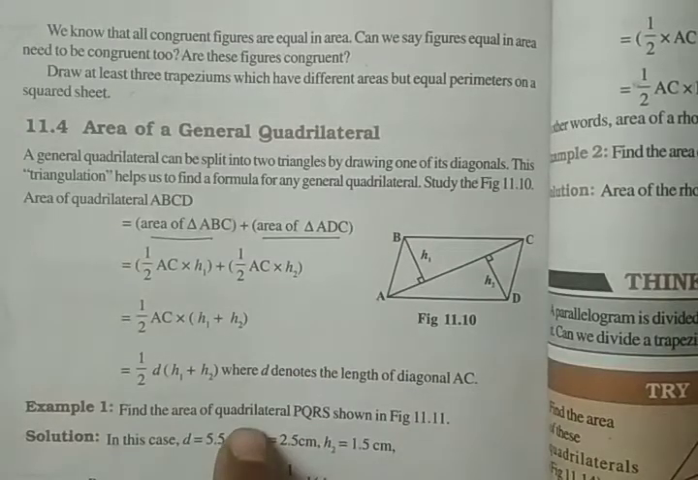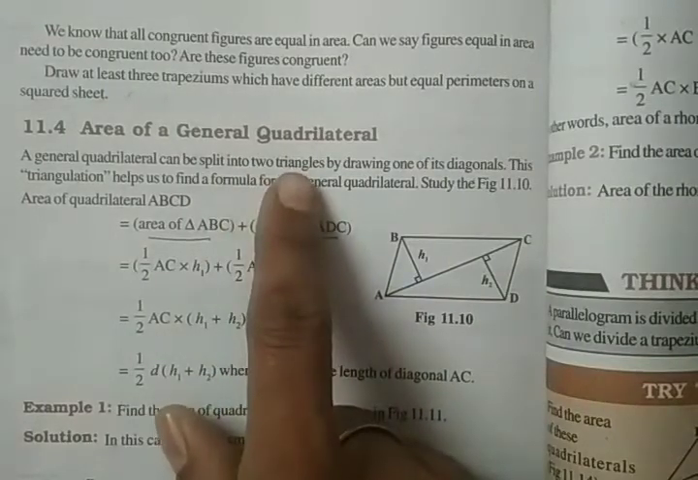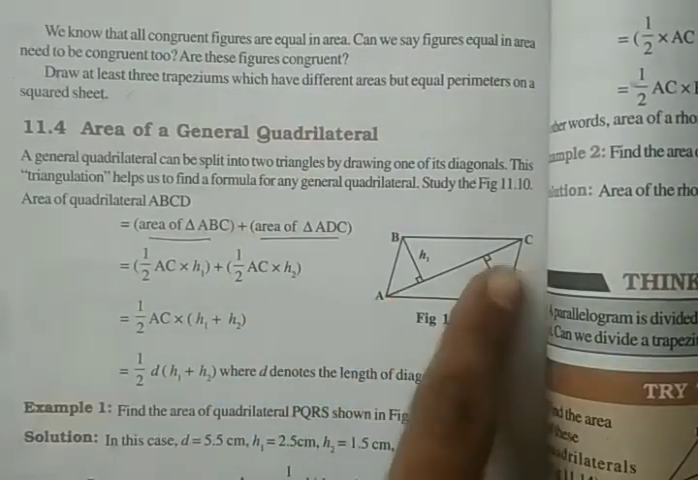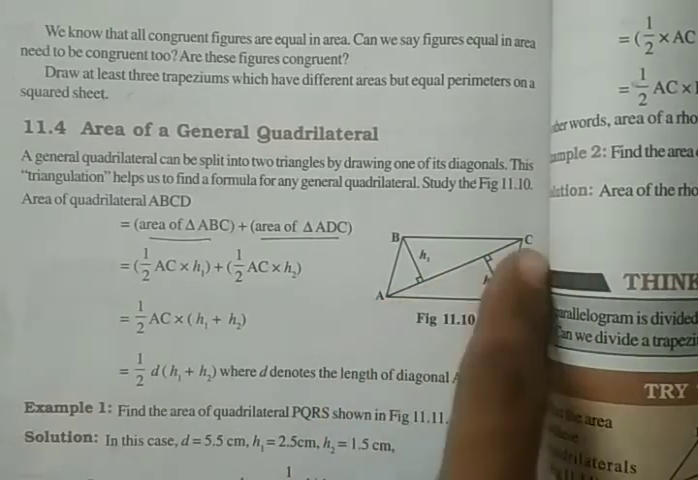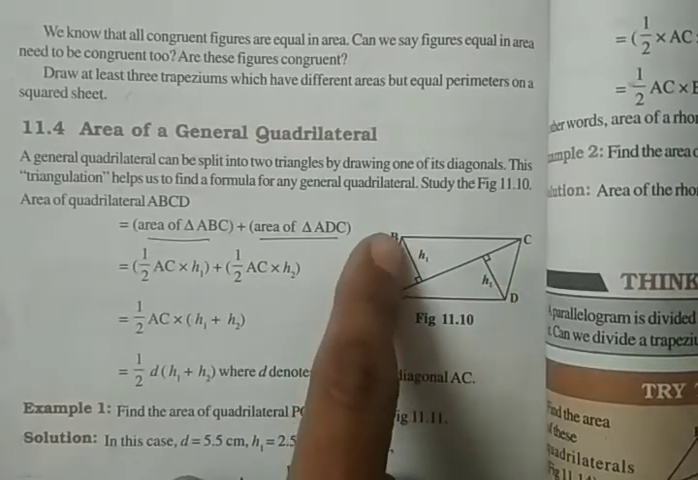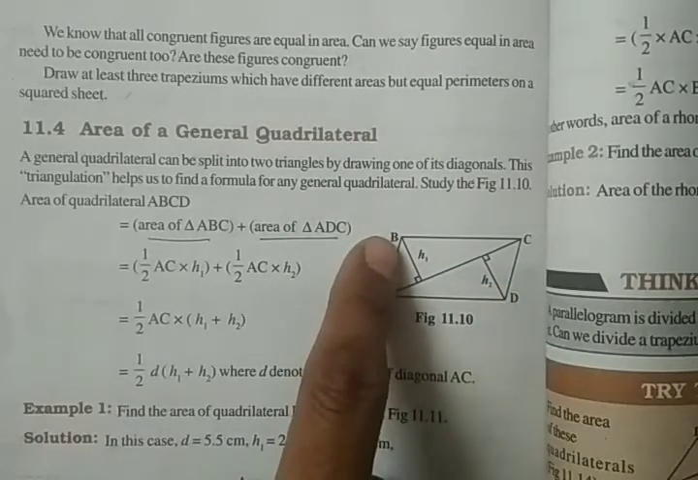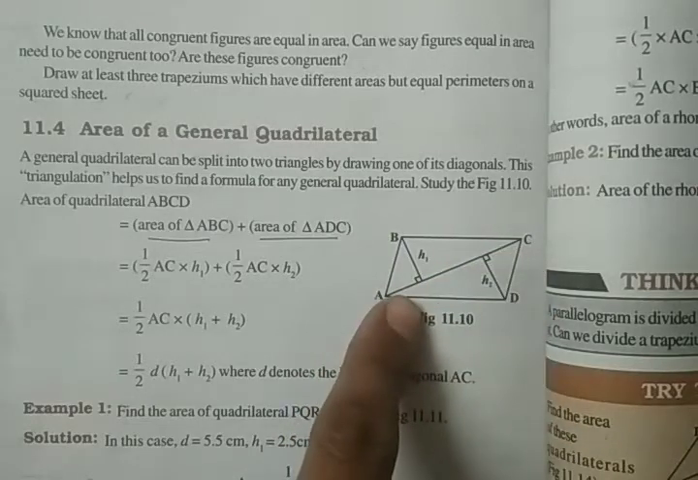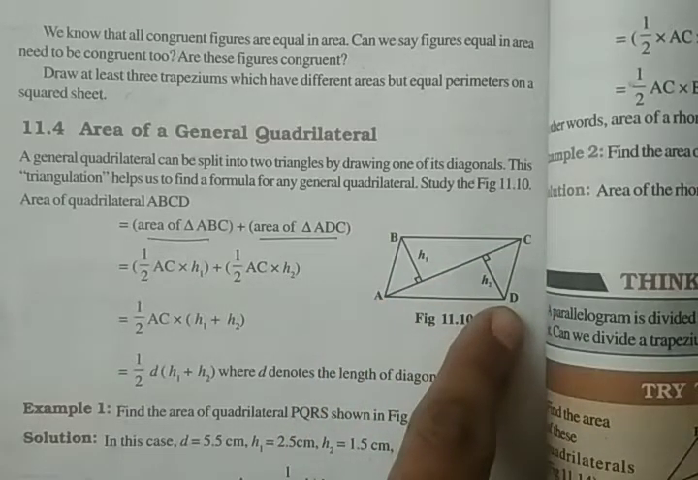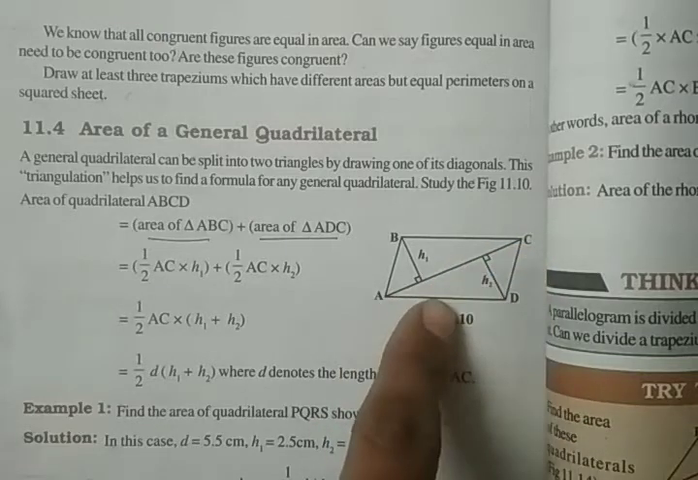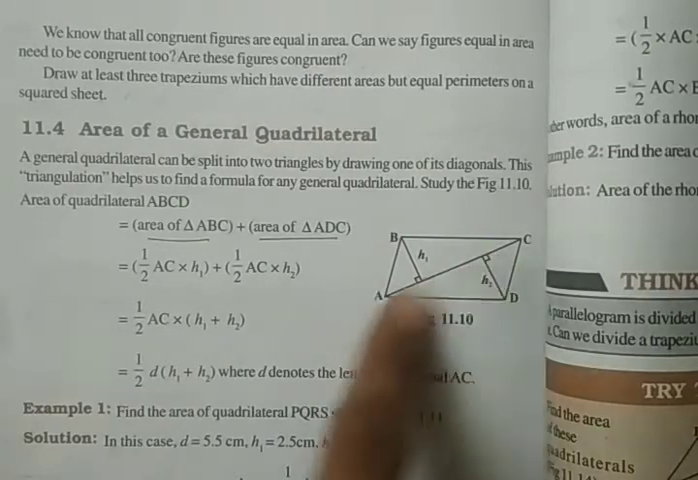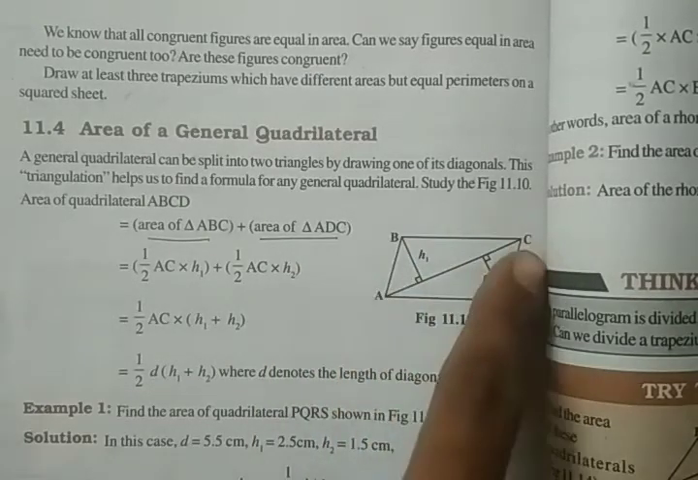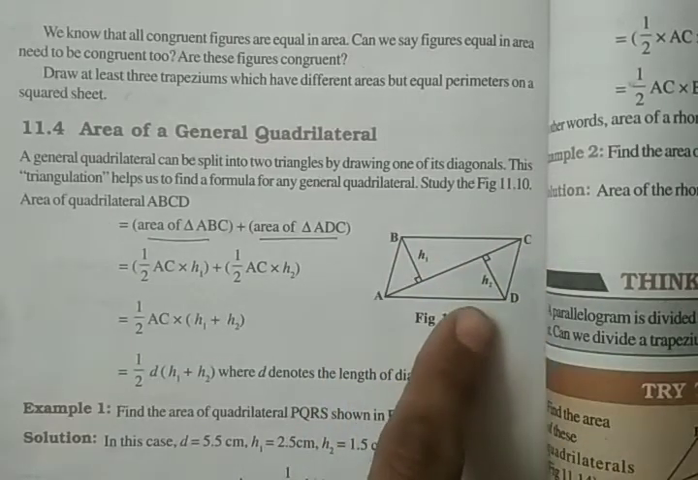Now let's see how to find the area of a general quadrilateral. This is a quadrilateral. You can find it by drawing a diagonal connecting points A and C, then drawing a perpendicular from B which will meet AC, and dropping a perpendicular from D meeting AC. So this will become the perpendicular height of each triangle. You can write the formula of the area of triangle ABC plus the area of triangle ADC. When you add these two areas, you will get the area of the quadrilateral.